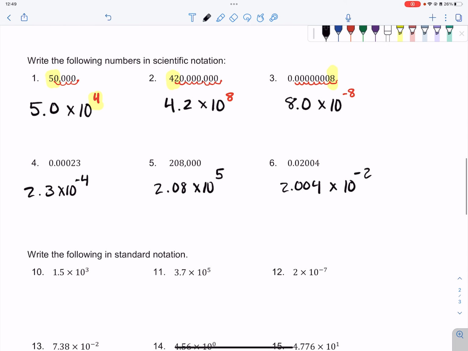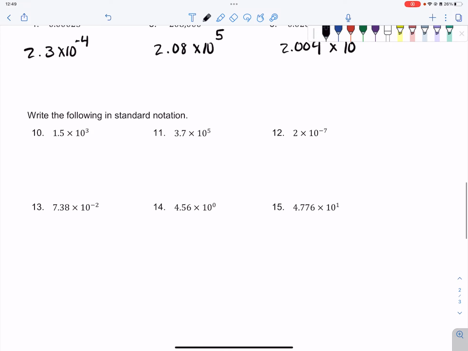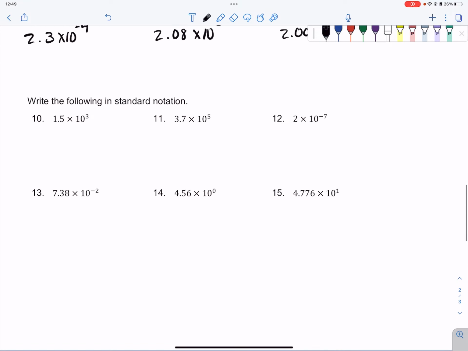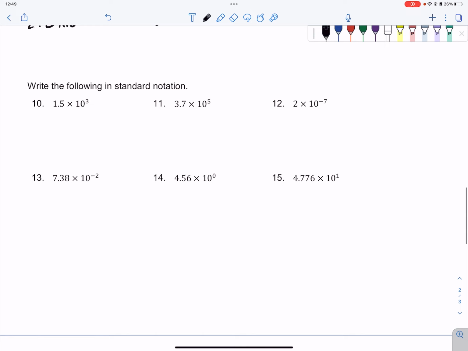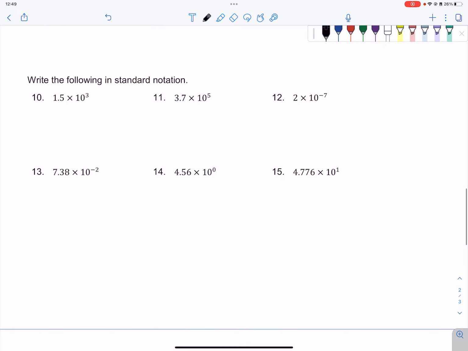Okay, so that was putting numbers into scientific notation. Now we're going to go the other direction and take numbers that are in scientific notation and put them into standard notation, just like our regular numbers.